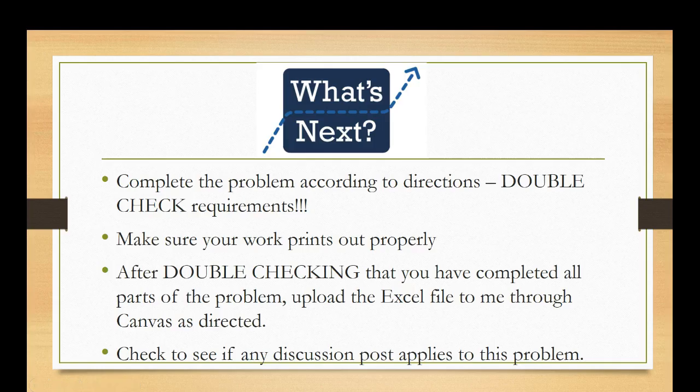So as always, complete the problem according to the directions. Take the time to double check the requirements. Make sure your work prints out properly. That means that worksheet should print out on a single page by itself, which means you need to format it properly to be able to do that. Your financial statement should either fit on one page or 2 pages, but make sure that they split in appropriate places. You wouldn't split an income statement in the middle of it, nor would you split a balance sheet in the middle of it.